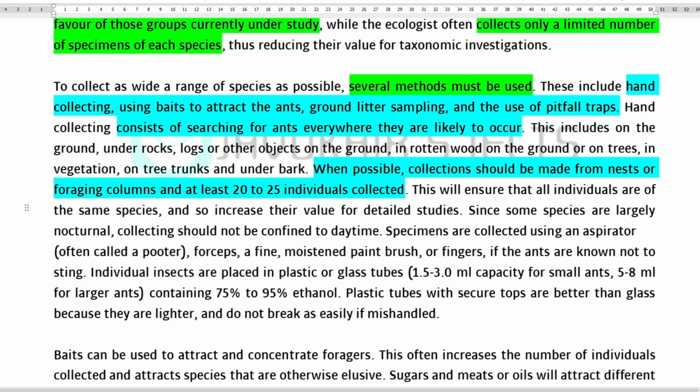Alright, since some species are largely nocturnal, meaning they appear at night, collecting should not be confined to the daytime. So when possible, collections should be made from nests or foraging columns and at least 20 to 25 individuals collected. This will ensure that all individuals are from the same species and so increase their value for detailed studies. So take specimens from groups of ants.